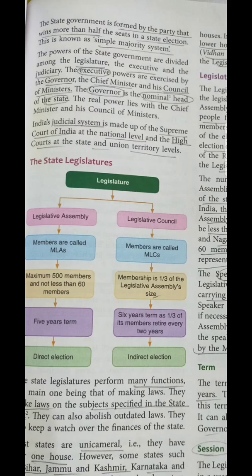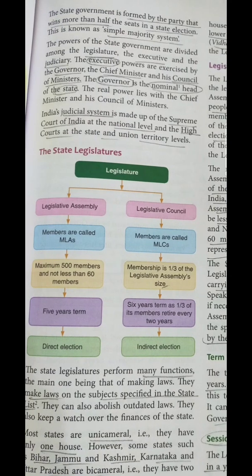The judicial system is definitely from the Supreme Court of India at the national level and the High Court at the state and union territory level. We are all aware now that the highest court is considered the Supreme Court, and after that the High Court is there, which is considered the highest court of the state.